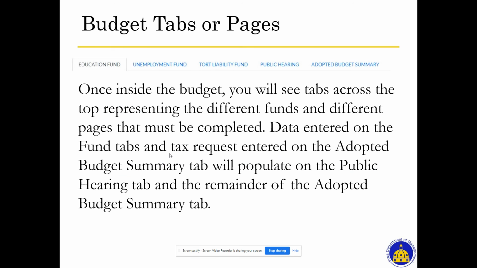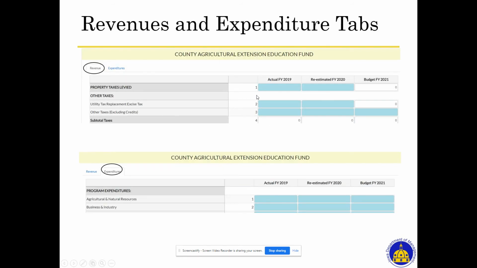Once inside the budget, you see the tabs across the top that represent the different funds and different pages that you're going to be working on. Data entered on the fund tabs and tax request pull over to the adopted budget summary. That also populates the public hearing tab and the remainder of the adopted budget summary tab.